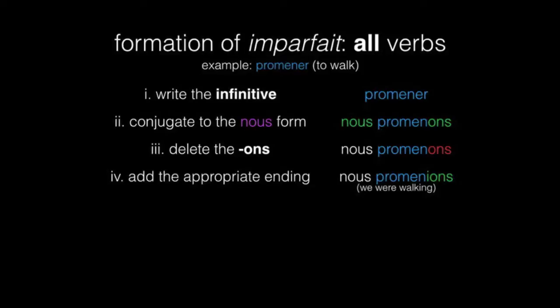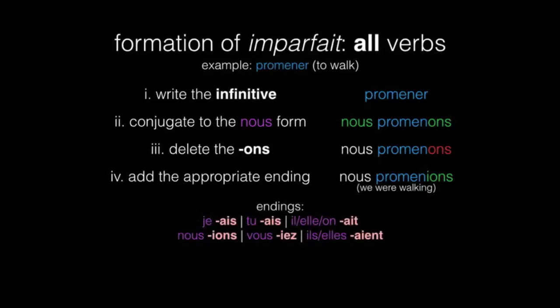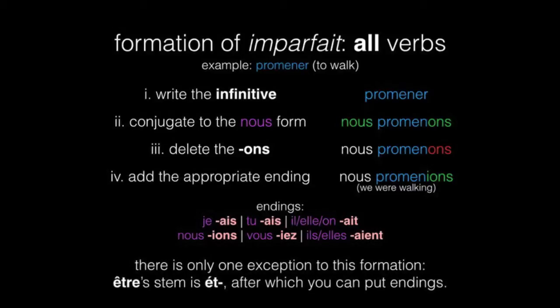You delete the ons, and whatever you are left with after the ons, in this case promen, is going to be your stem to put your endings. And what are the endings, you say? Well, I have them right here. And there's only one exception to this formation. Être stem is é accent aigu t, after which you can put your endings just like usual. Arguably, in my opinion, imparfait is a lot easier to learn than the PC.